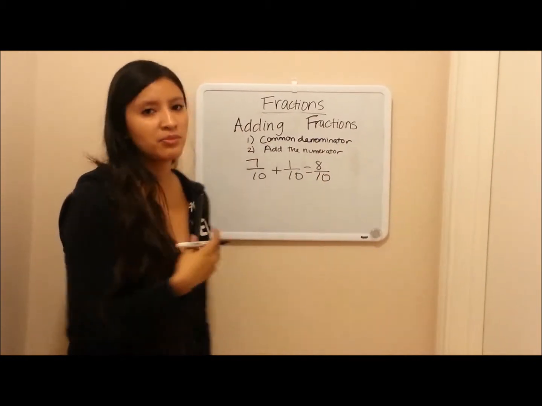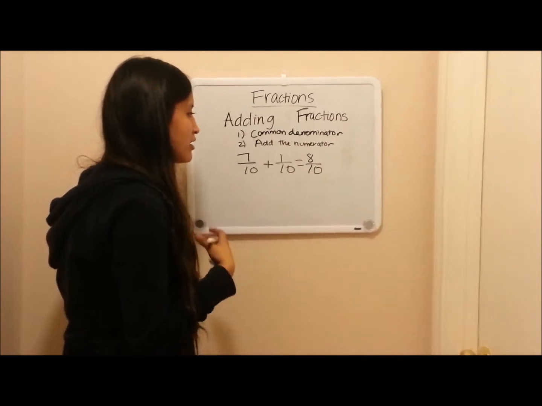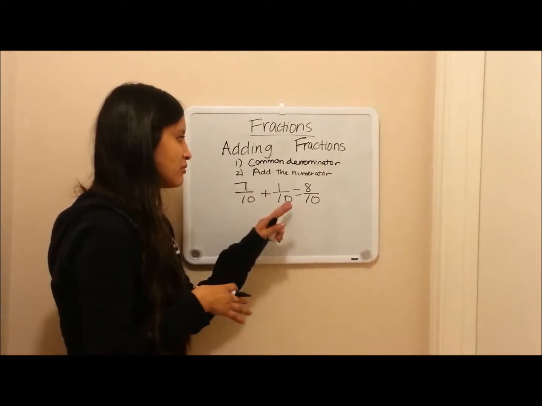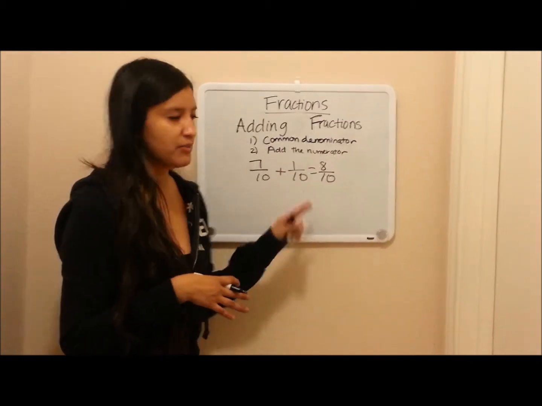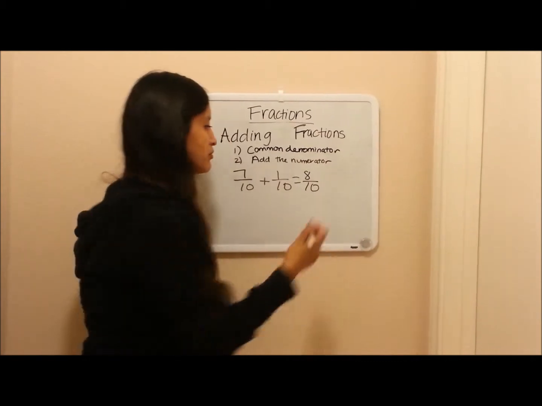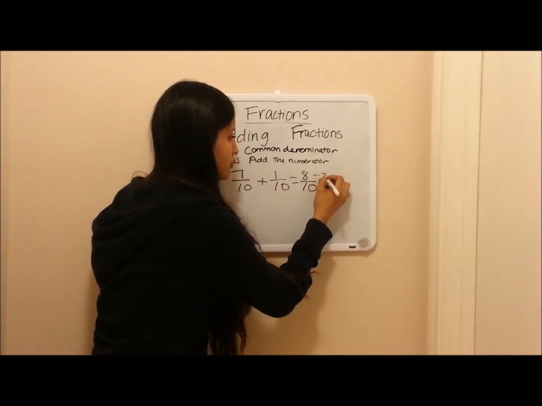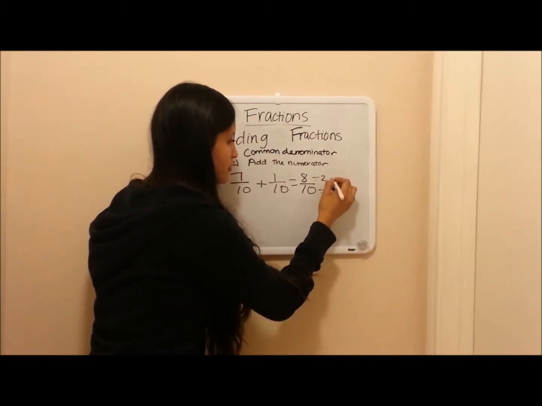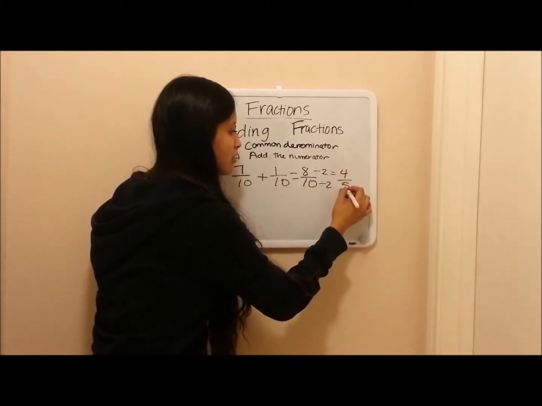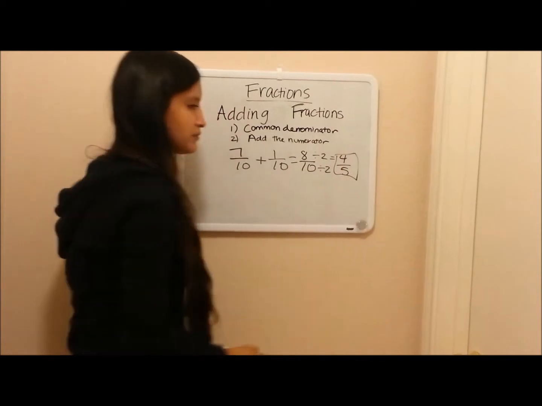So 8 over 10 can be simplified. We have to simplify it and divide it by the common factor, by what is divisible for both of them. For this one, it's only divisible by 2. 8 divided by 2 and 10 divided by 2. So that would be 4 over 5. So that's your answer right there.